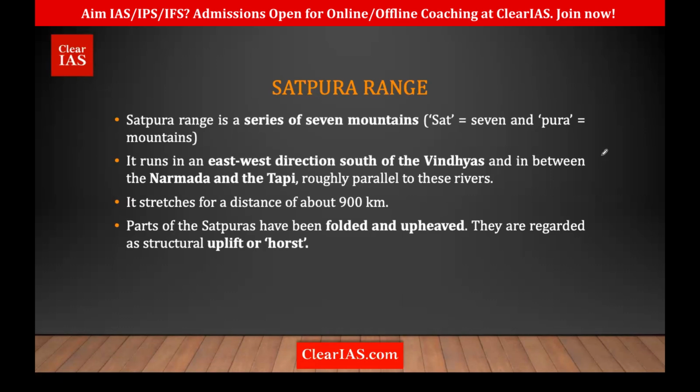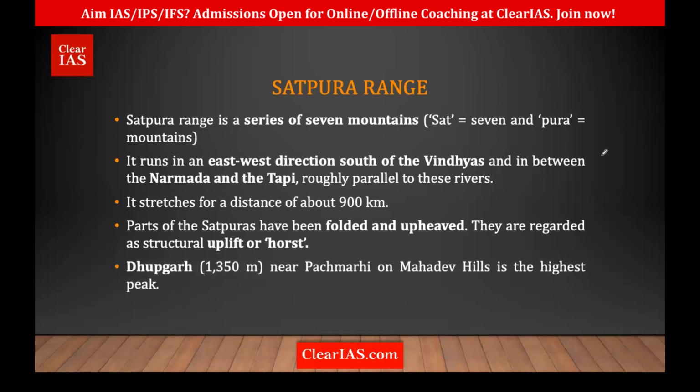But both Satpura and Satmala, what happened is, you know about the Deccan Trap formation, right? What is the Deccan Trap? When the Indian plate moved over the Reunion hotspot, the lava came about and spread across the Maharashtra region. So the Satpura range has also got an addition of the Deccan Trap. That is why it is higher, with the basaltic lava of the Deccan Trap, and it also folded. So that is why it is taller than the Vindhyas. Parts of Satpura have been folded and upheaved. They are regarded as structural uplift or horst.